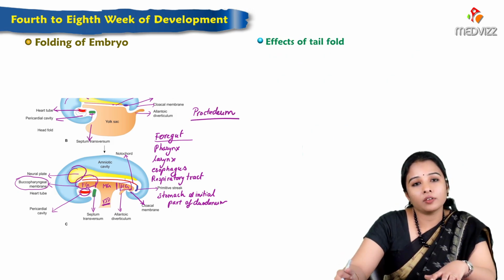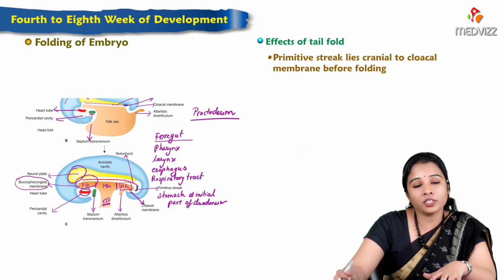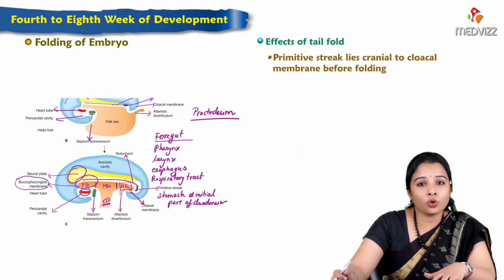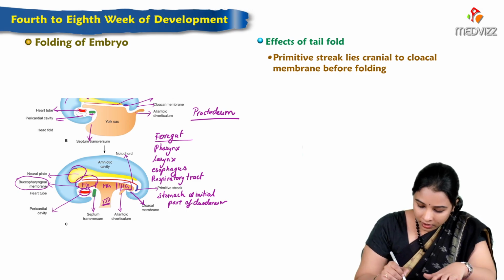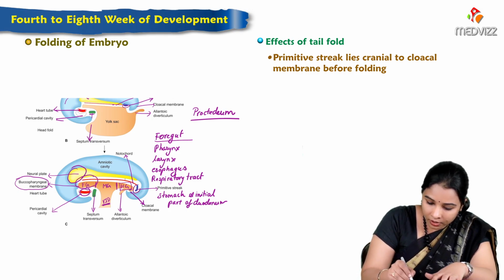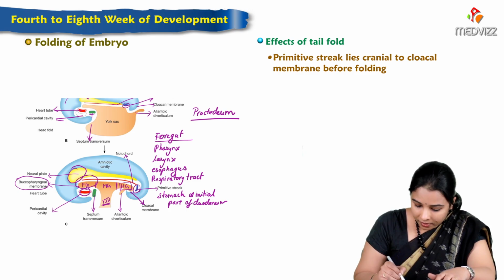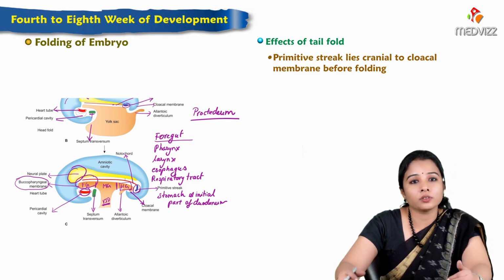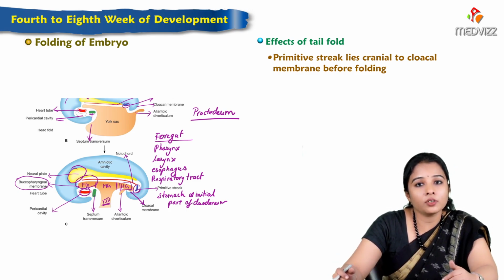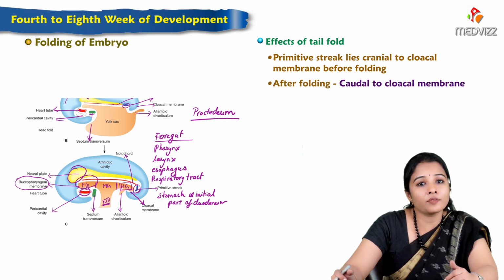So, effects of the tail fold, what happens? The primitive streak, which lies cranial to the cloacal membrane, you can see here it is cranial to the cloacal membrane. It becomes caudal because of the folding. So cranial to the cloacal membrane before folding; after folding, it lies caudal to the cloacal membrane.